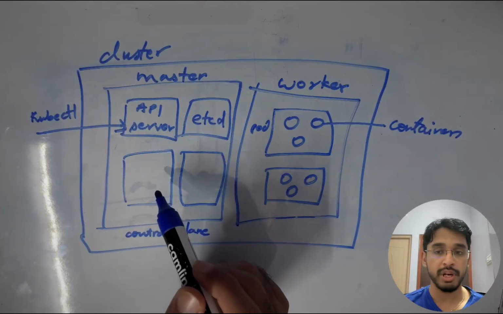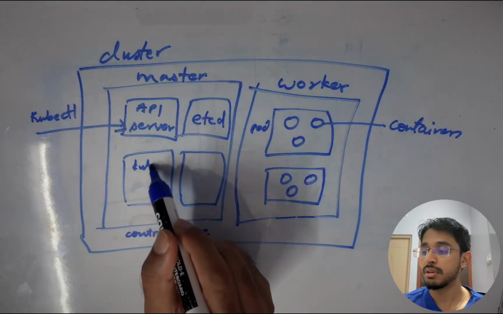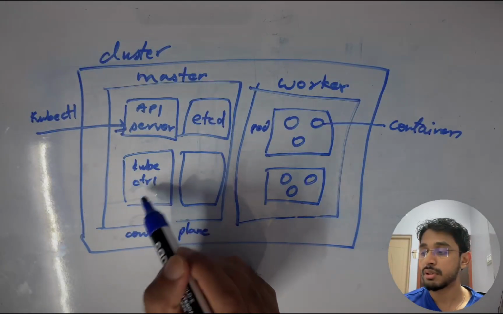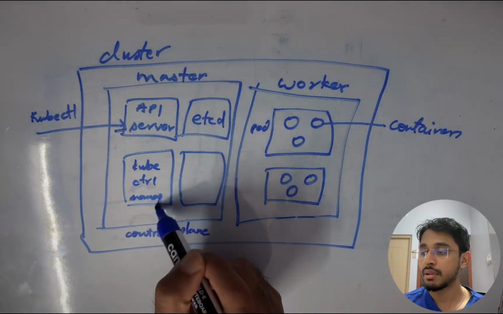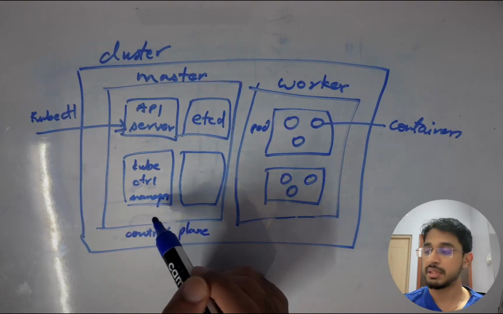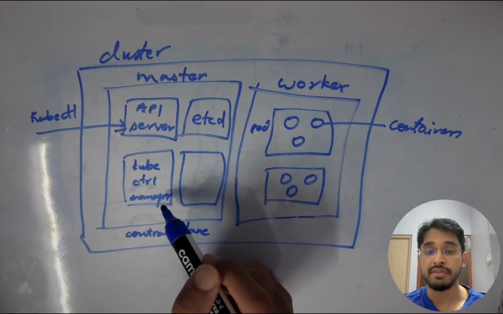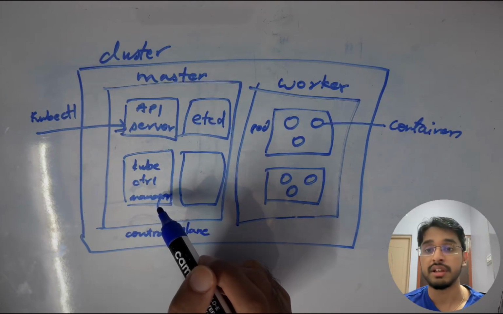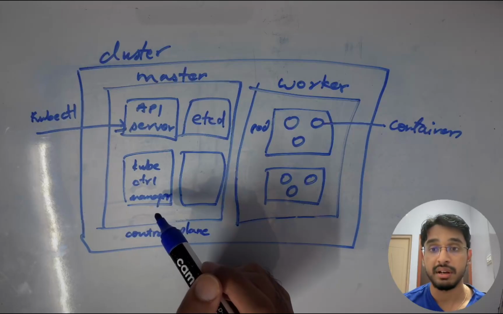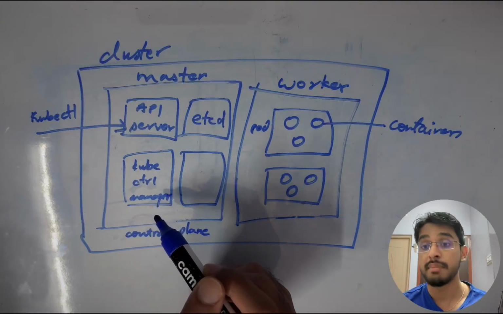And the third component is called the kube control manager. Sorry for my handwriting. Basically this continuously keeps checking whether our pods are actually healthy or not, and whether the number of pods that are actually running is equal to the desired number of pods that we specify within that manifest file.